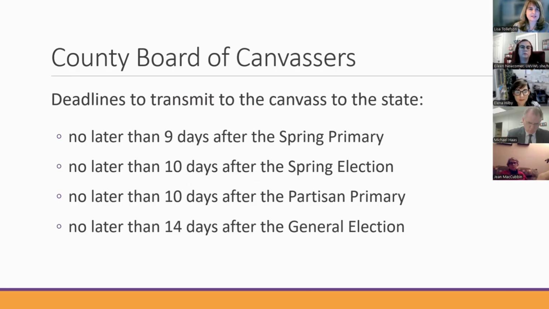So our deadlines to transmit our canvass to the state, no later than 9 days after the spring primary, no later than 10 days after the spring election or the partisan primary, and no later than 14 days after the general election.